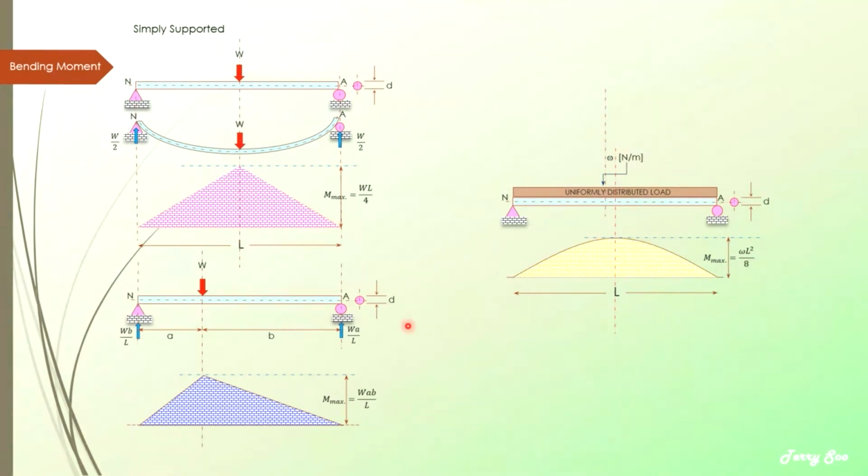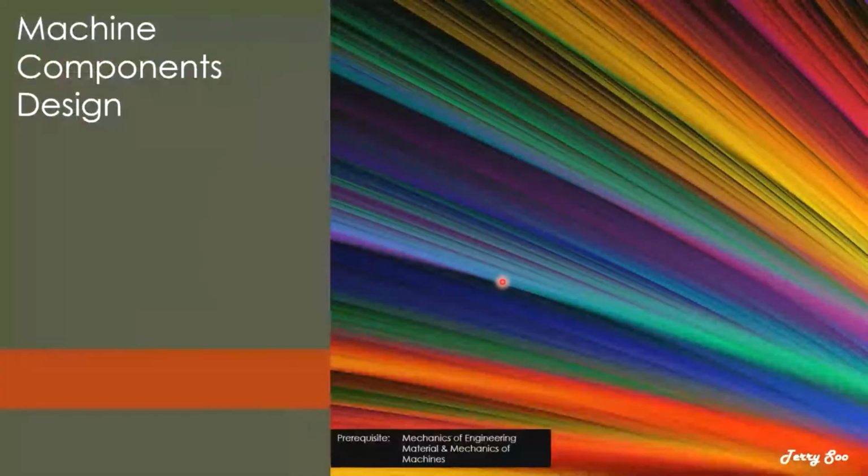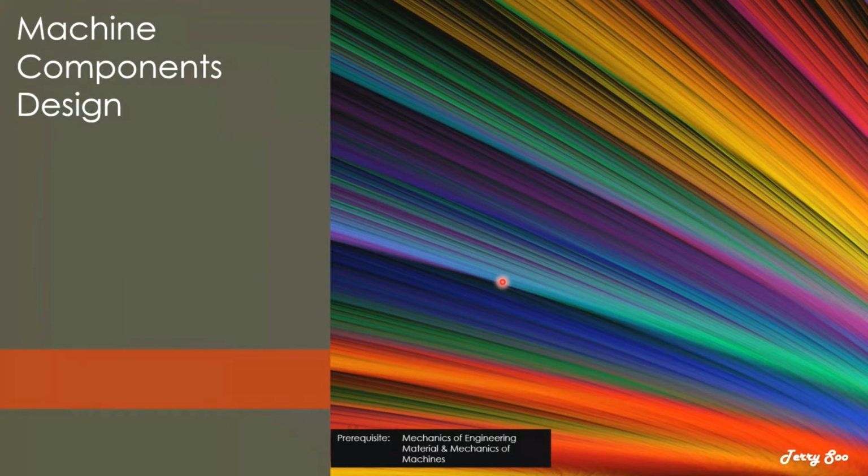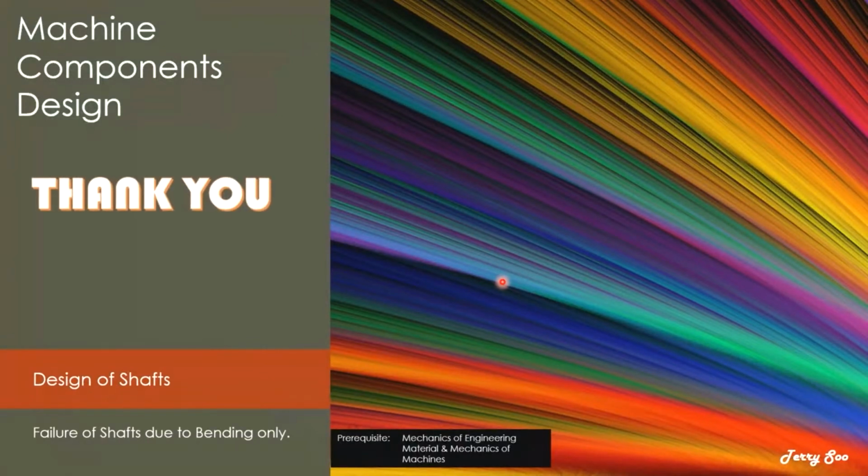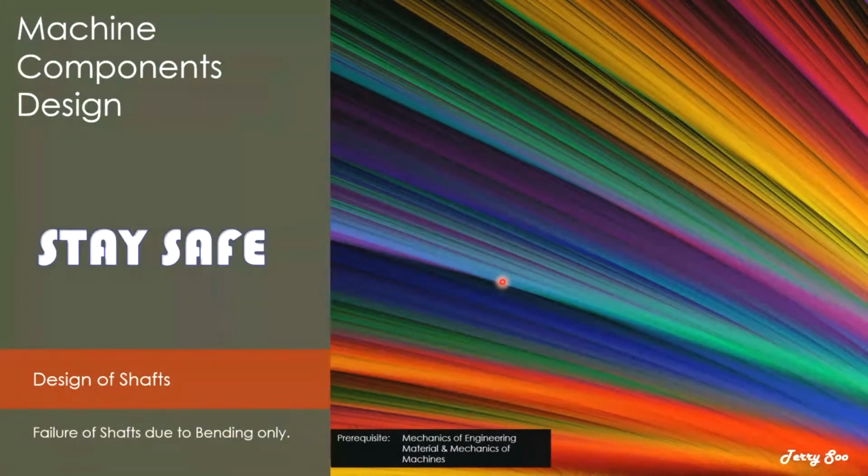So these are the standard cases we will be facing in the design of shaft. Most of the time we have a uniform shaft in our case, but when you go further in depth, you will be facing shafts of varying sections. So this is the first explanation on the shaft failure based on bending moment. I will see you in the next slide. Thank you. Stay safe.